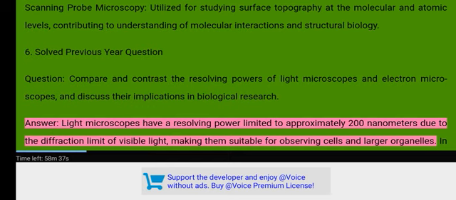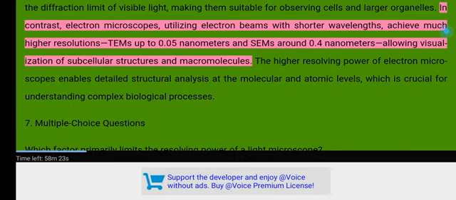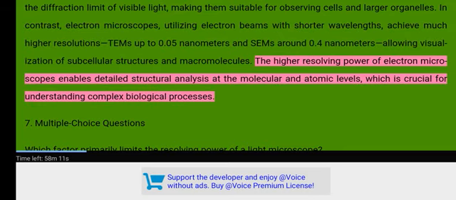Answer. Light microscopes have a resolving power limited to approximately 200 nanometers due to the diffraction limit of visible light, making them suitable for observing cells and larger organelles. In contrast, electron microscopes, utilizing electron beams with shorter wavelengths, achieve much higher resolutions, TEMs up to 0.05 nanometers and SEMs around 0.4 nanometers, allowing visualization of subcellular structures and macromolecules. The higher resolving power of electron microscopes enables detailed structural analysis at the molecular and atomic levels, which is crucial for understanding complex biological processes.